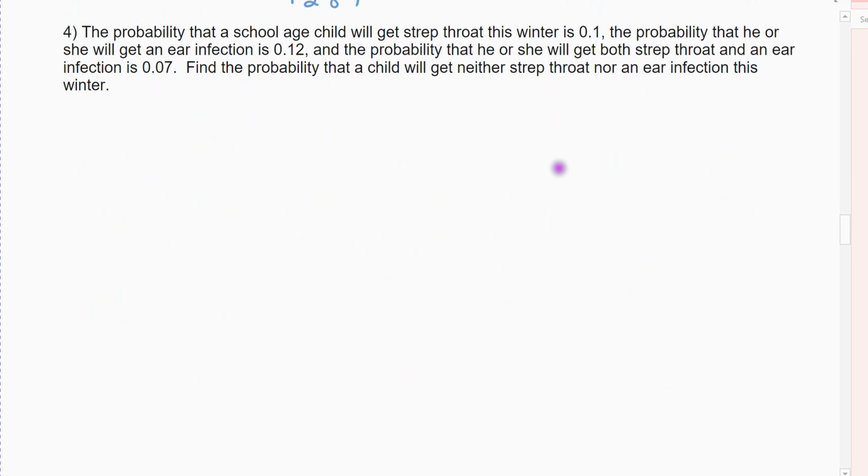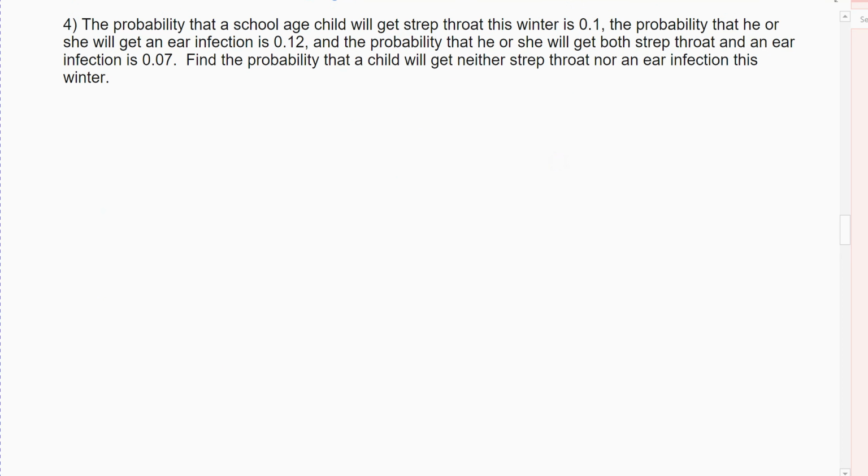All right, the next example. The probability that a school-aged child will get strep throat is 0.1, so a 10% chance. Probability he or she will get an ear infection is 0.12, 12% chance. Probability that he or she will get both, 0.07. Find the probability the child will get neither strep throat nor an ear infection. So there's two ways to do this. You can either set up the Venn diagram or use the formula. So I'm going to do the Venn case and then I'll talk about the formula.